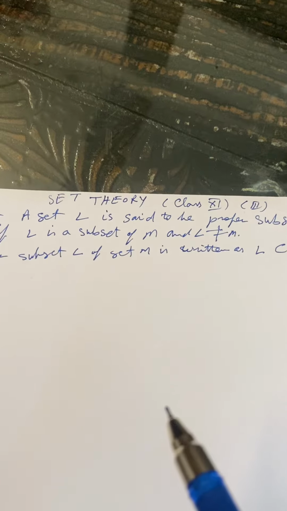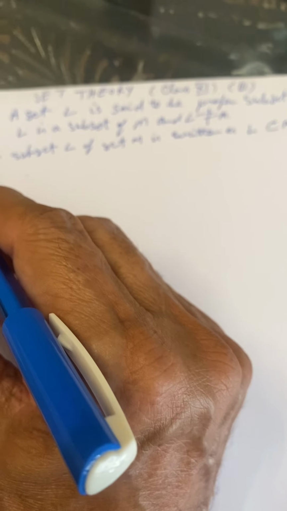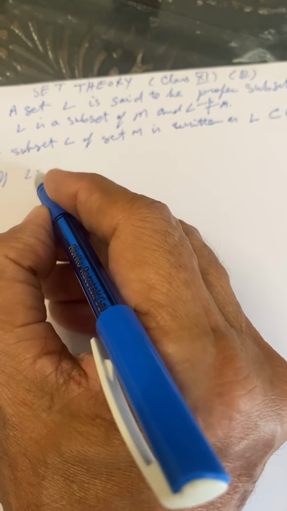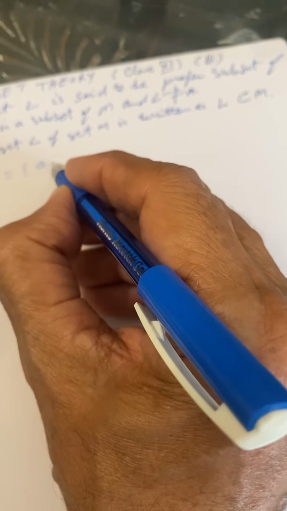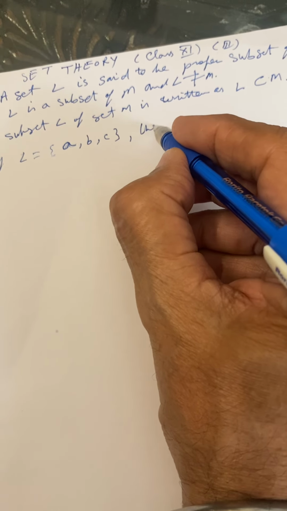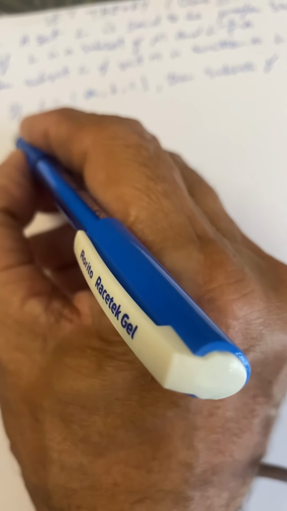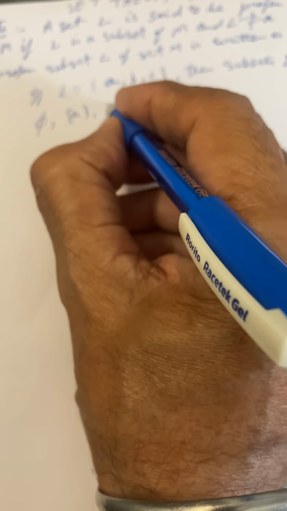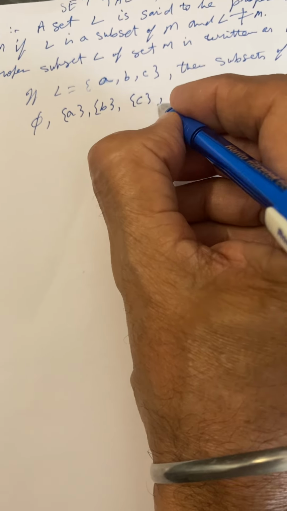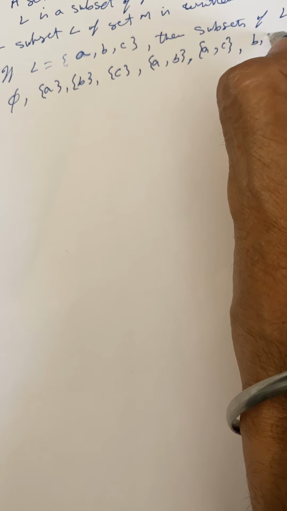Then we take an example of subsets. If L is equal to {A, B, C}, then the subsets of L are phi, {A}, {B}, {C}, {A, B}, {A, C}, {B, C}, and {A, B, C}.